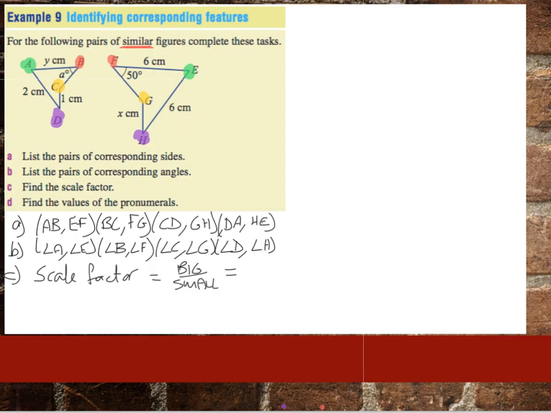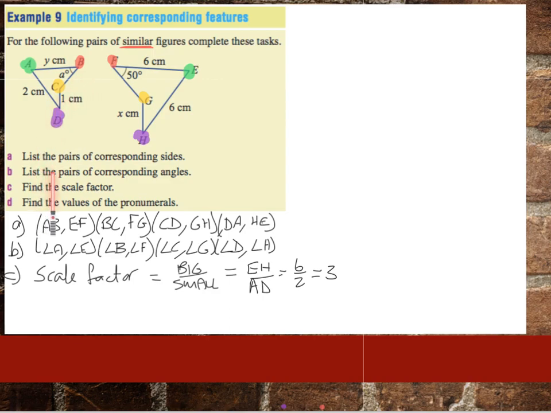For the big triangle, I'm going to say EH over AD equals 6 over 2. Now 6 over 2 equals 3. Now what does that mean? What does a scale factor of 3 really mean then? It says that this figure is 3 times as big as this one in all respects, except the angles are the same.